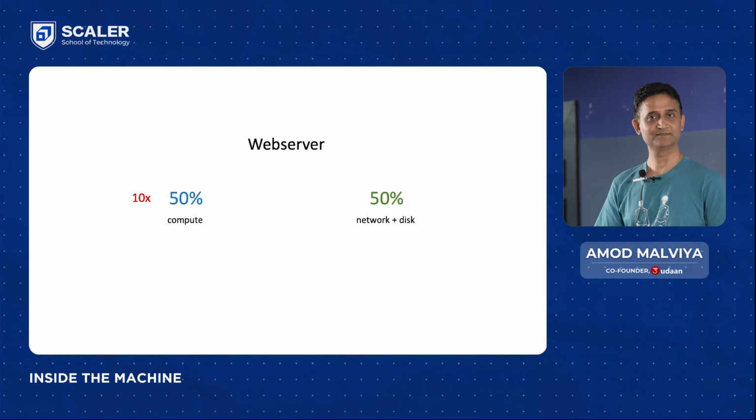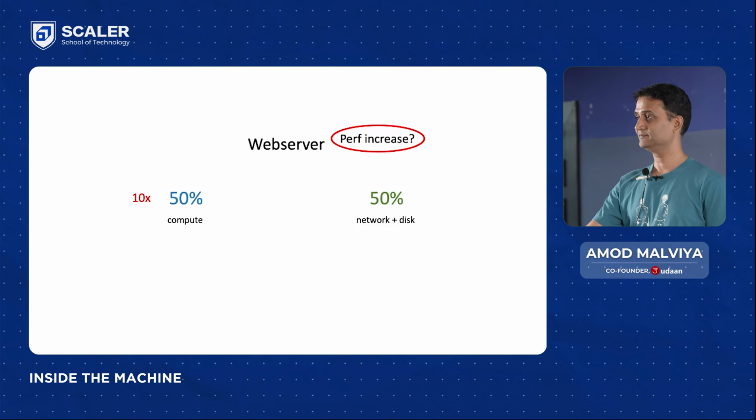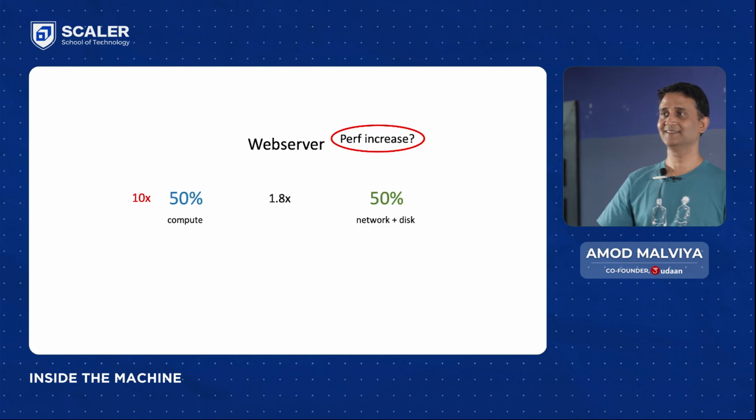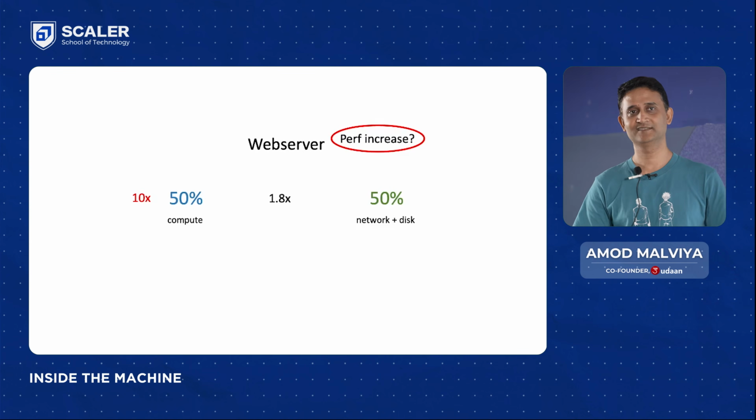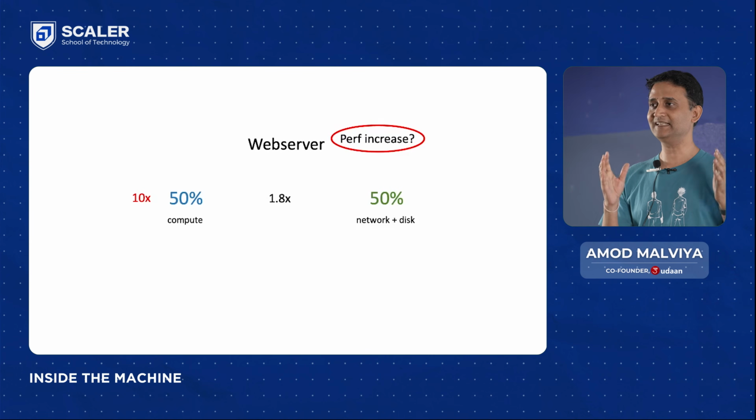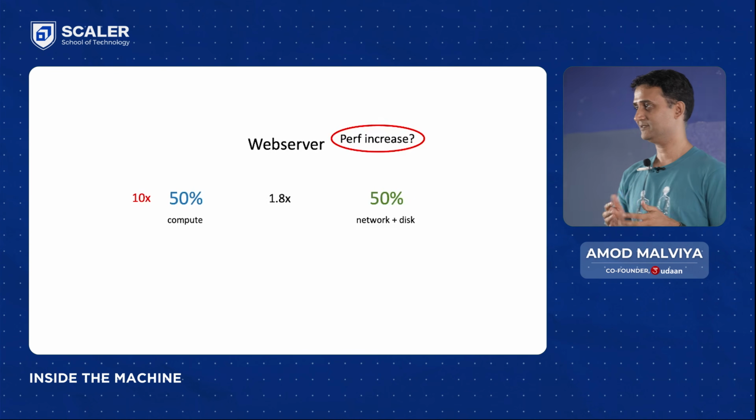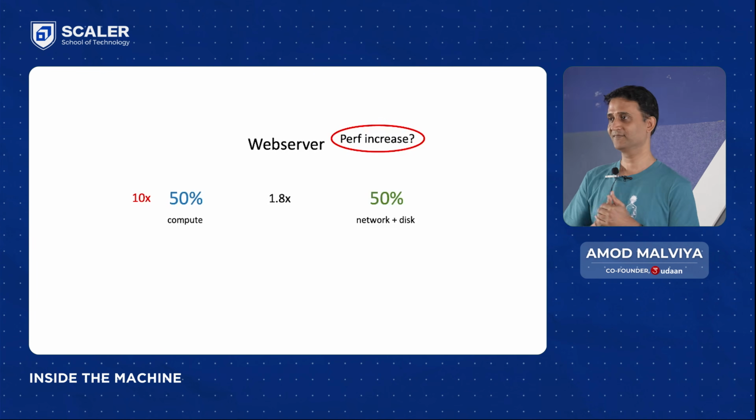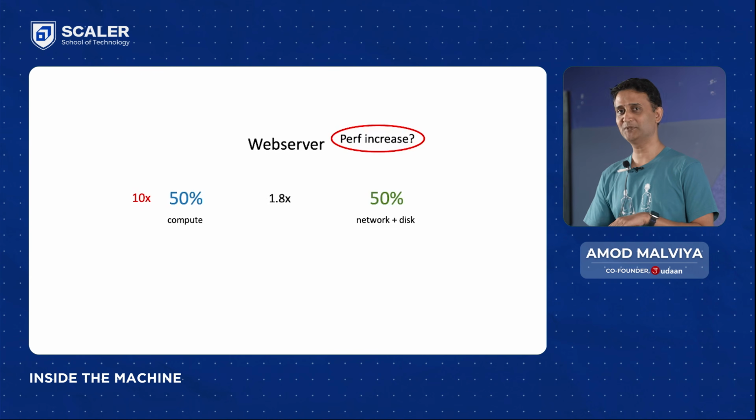Yeah, by how much? 10 times? How much? 5x, somebody said? 5 times. Actual answer? 1.8x. We increased the CPU by 10 times. And what happened? 1.8x. Anybody who would like to dispute this?